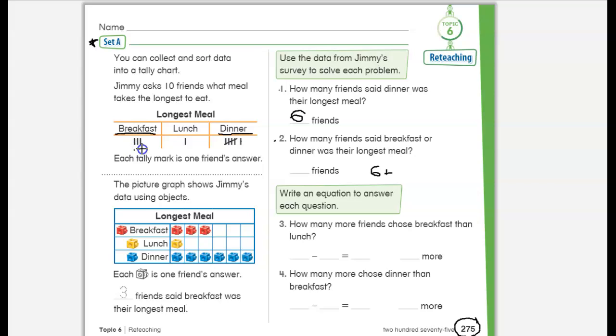1, 2, 3. Add those together. What do we get? 6 plus 3 equals 9. So 9 friends said that breakfast and dinner was their longest meal.